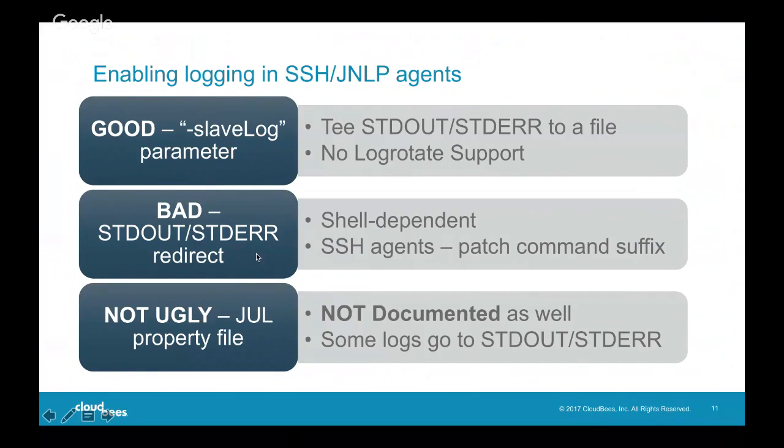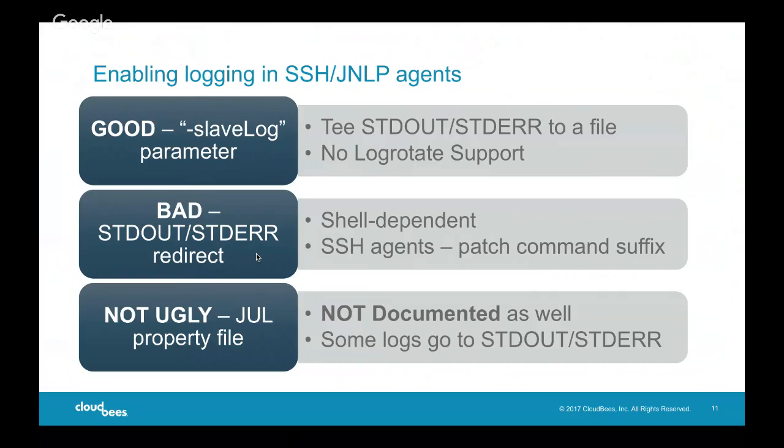Another way is to forward stdout and stderr, like we do, for example, for SSH agents. You can see the suffix parameter when you select a proper launcher in Jenkins. It allows you to forward logs as well. And actually, there is another non-documented approach for Java util logging, where you can enable logging by customizing settings of the logging engine in remoting.